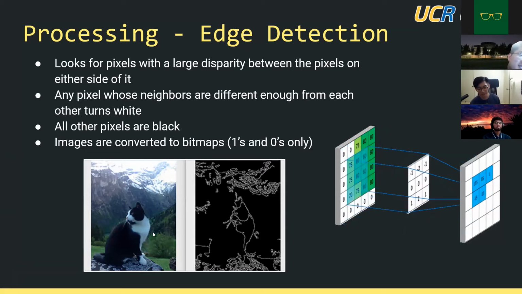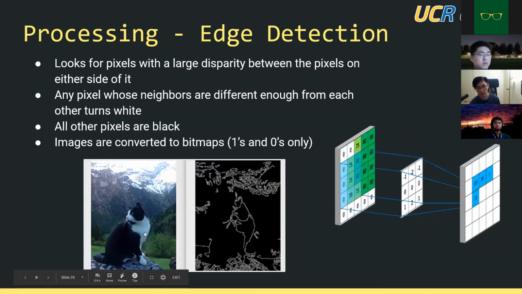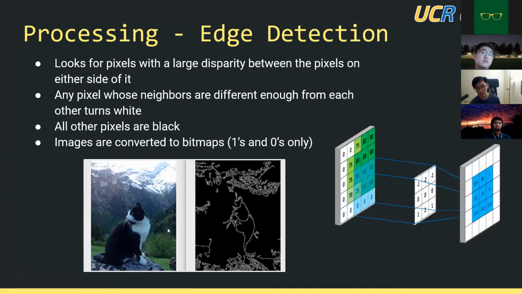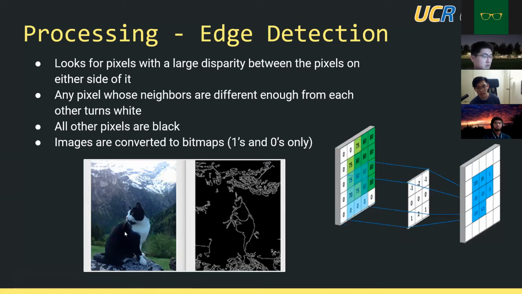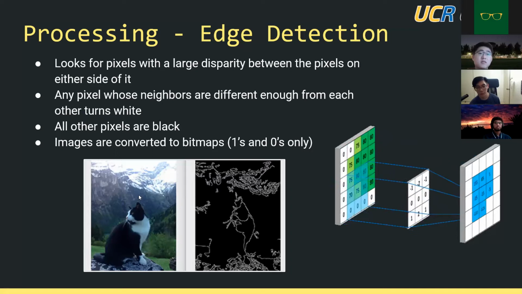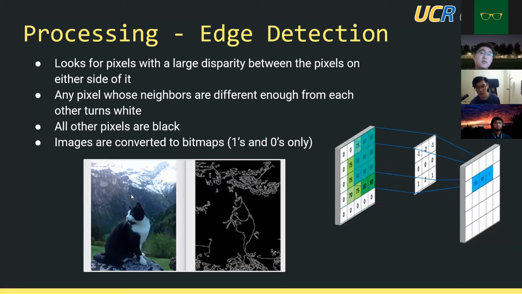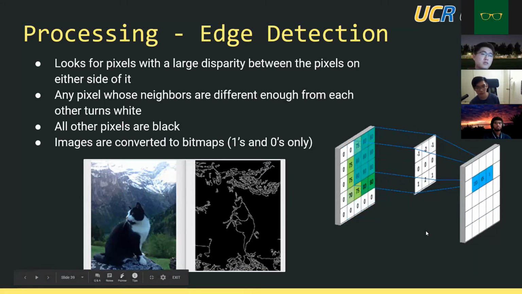So for edge detection, let's say I'm looking at the edge of this cat's fur. The way the computer knows that this is an edge is that the white on the left is a lot different from the green on the right. The same thing goes for the top of the cat's head: the black of the cat's fur is different from the brown of the mountain in the background. And it does that over the entire image, as you can see in this GIF over here.